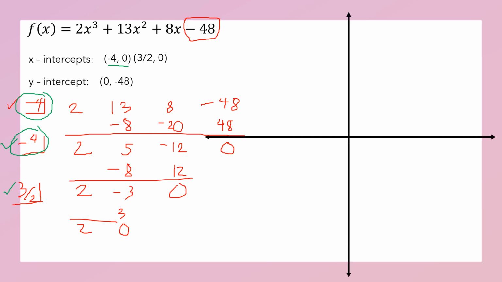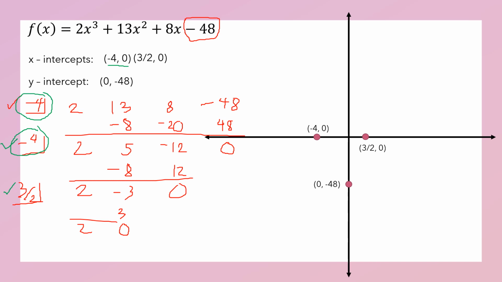So starting with negative 4, 0, it appears to the left side of our origin. So negative 4, 0, followed by 3 over 2, 0. So 3 over 2 is 1.5. It is positive, so it is on the right side of our origin. So approximately on that area. Next is 0, negative 48. Since it is negative, it appears below our x-axis. So approximately here on this area. So next thing is we connect all of these dots.